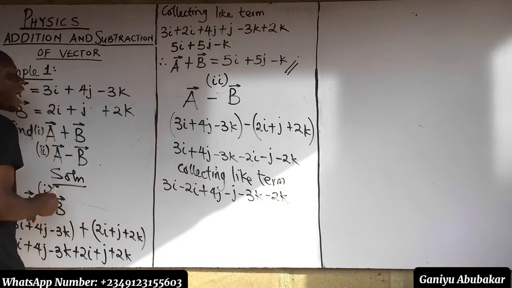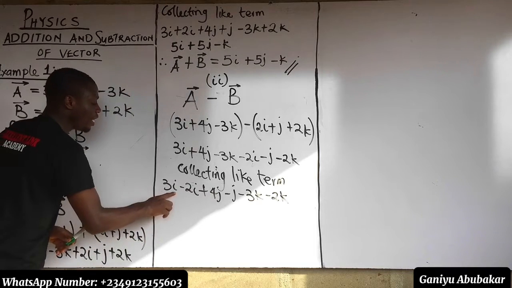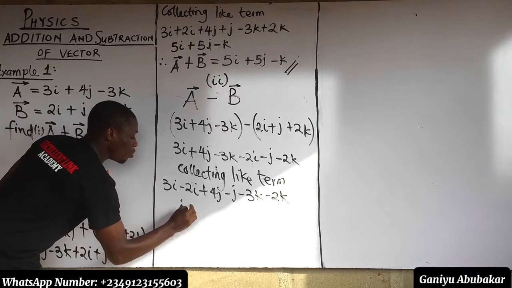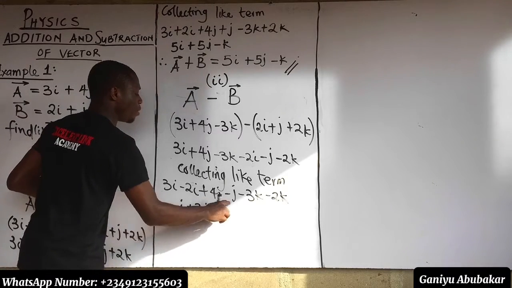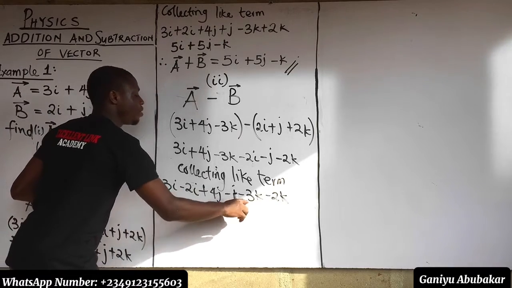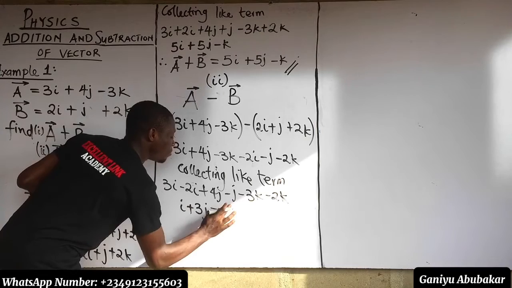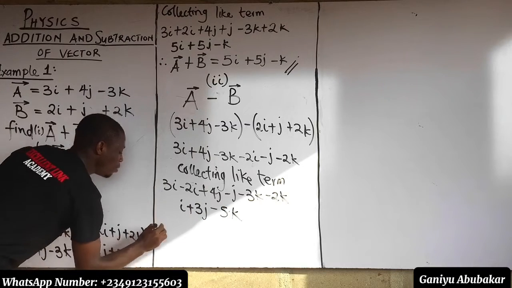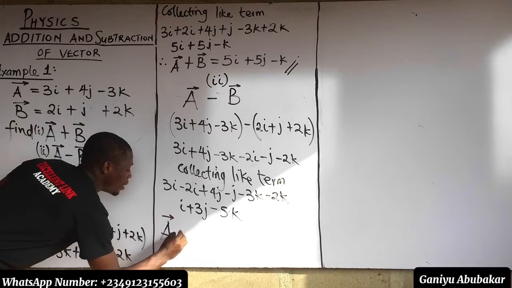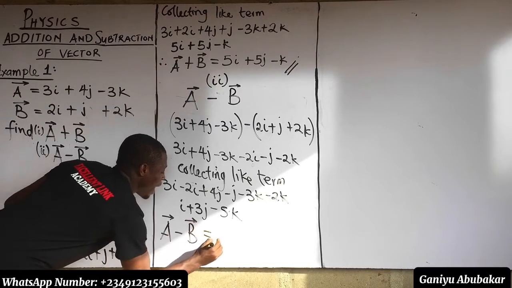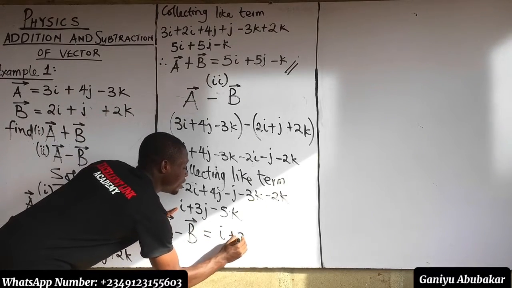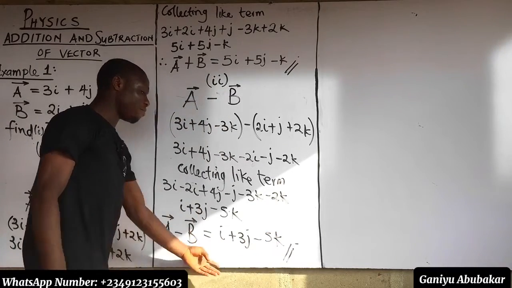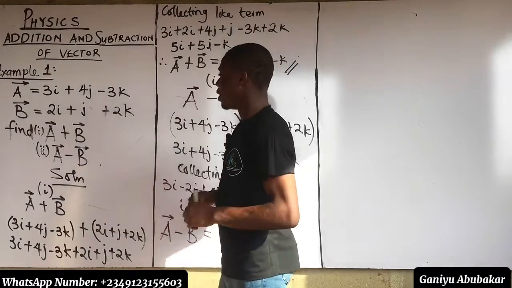At this point, add or subtract the corresponding coordinates. 3i minus 2i gives i, plus 4j minus j gives plus 3j. Next up, minus 3k minus 2k gives minus 5k. Since I subtract vector B from vector A, my answer is i plus 3j minus 5k as my final answer after simplifying.